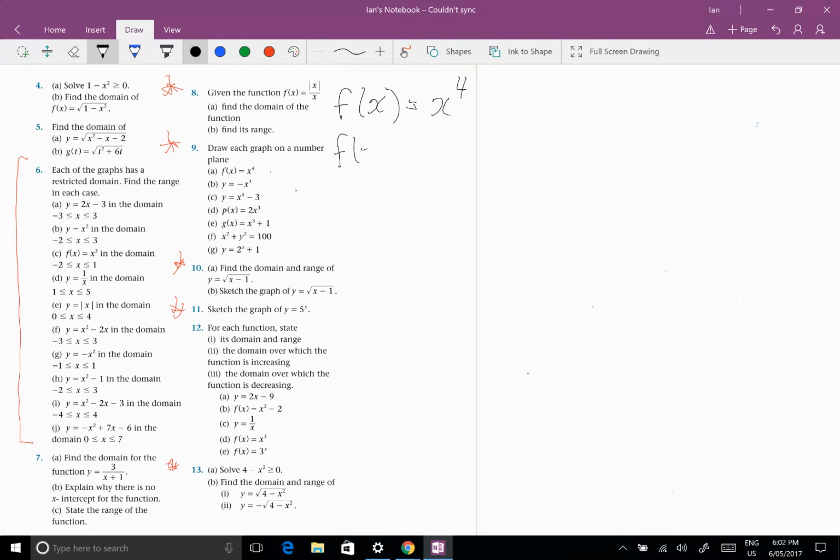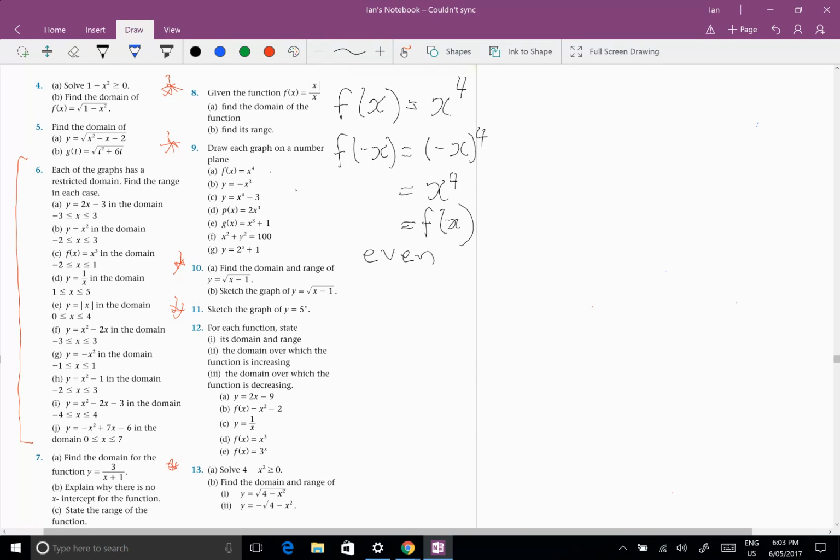So let's find f of minus x. So that's minus x to the 4. That's minus x times minus x times minus x times minus x, which is just x to the 4. Which means that f of minus x equals f of x, which means it's an even function, which halves my work because it means that I can just draw half of it in the positive side of the x-axis and then mirror image it over the y-axis into the negative side. So let's get my axes up.